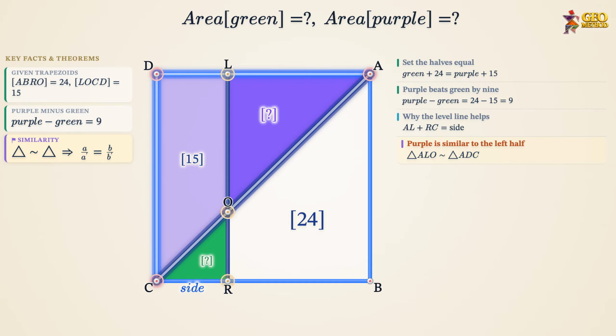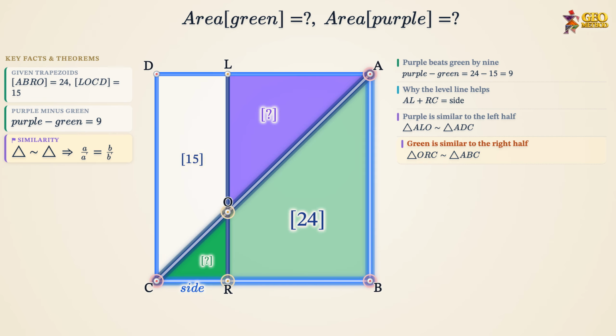Compare the purple triangle ILO with the left half IDC. They share the angle at A, and both have a right angle at L and at D. Two equal angles make them similar, so purple is just a shrunken copy of the left half.